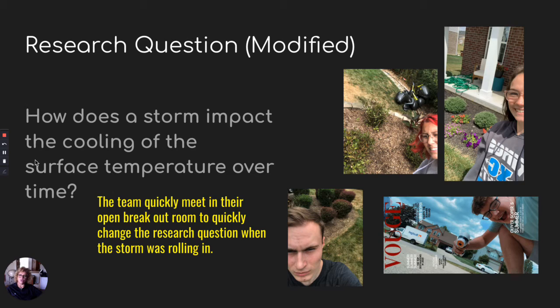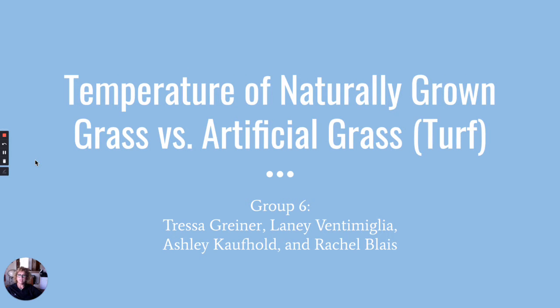This is an interesting one. The group took on really looking at temperature over time, but then a storm was rolling in, so they met in a Google room and decided that they needed to modify their question accordingly, and it worked out really well for them. And this one is an interesting project taking on the idea of, what are the temperatures of grass versus turf around Ohio. And so I'm going to let Lainey tell you a little bit about this.